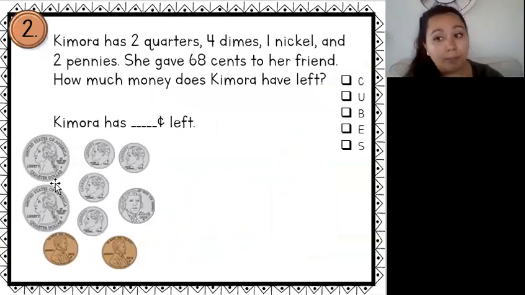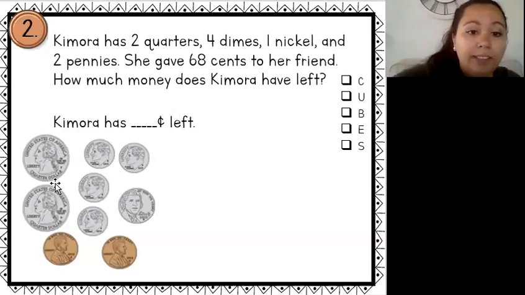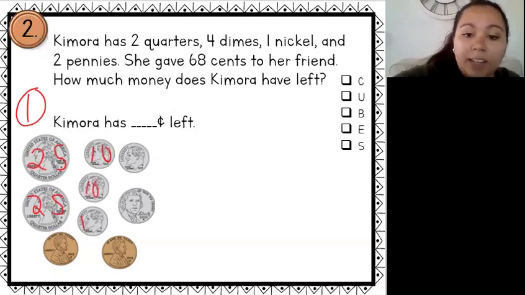First, this is a 2-step problem. First, we have to find out how much she has, and then we have to take away the 68 to see how much she has left. So step 1, let's add it all together. I see quarter, 25, quarter, 25, and then dime 10, dime 10, dime 10, dime 10, nickel 5, penny, penny.